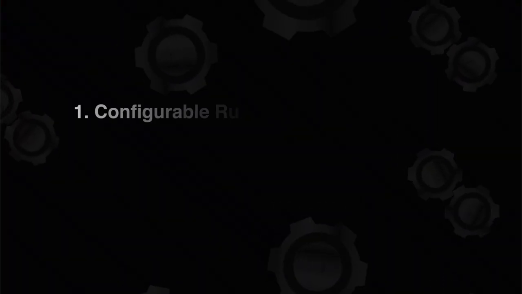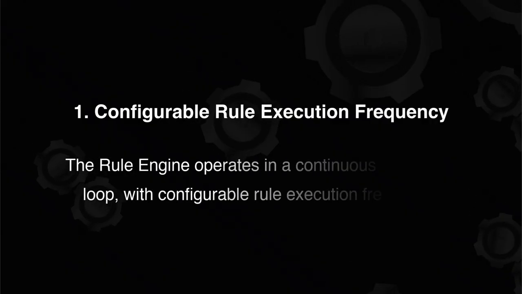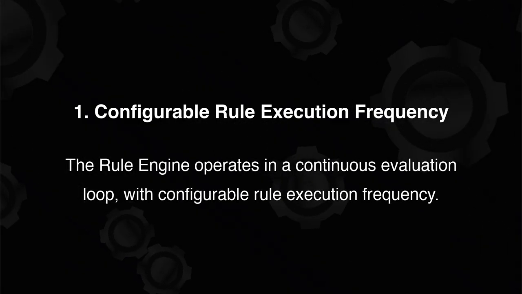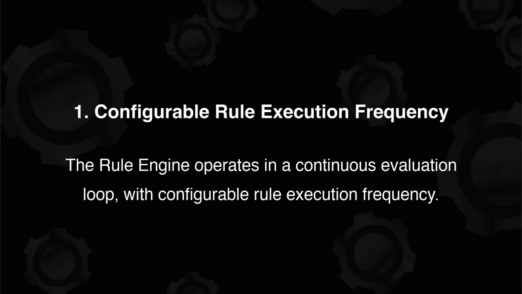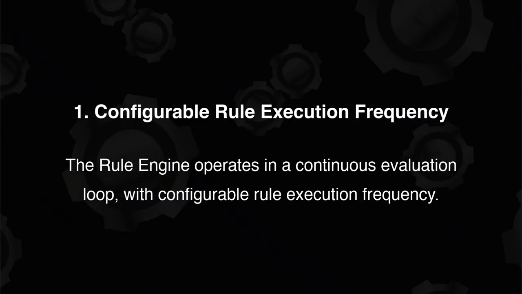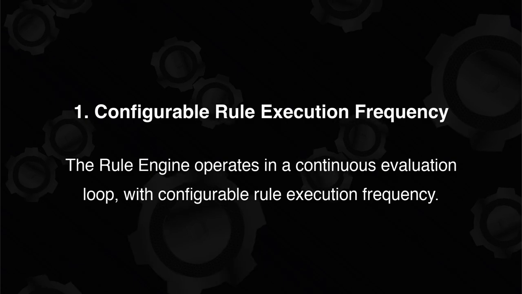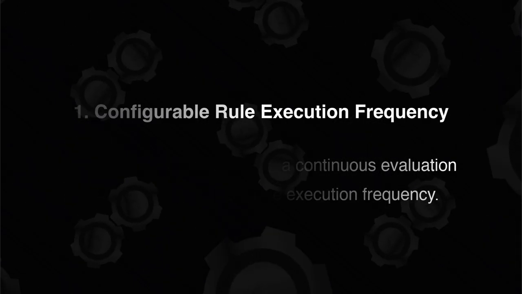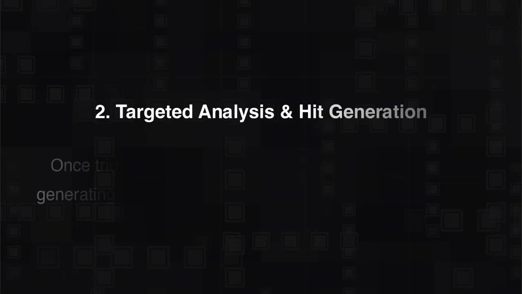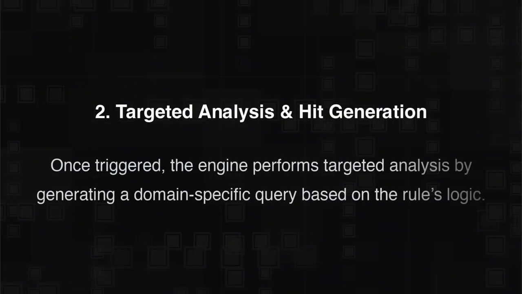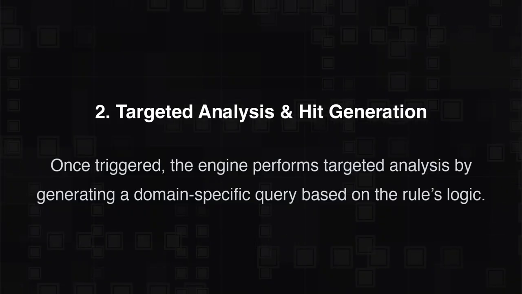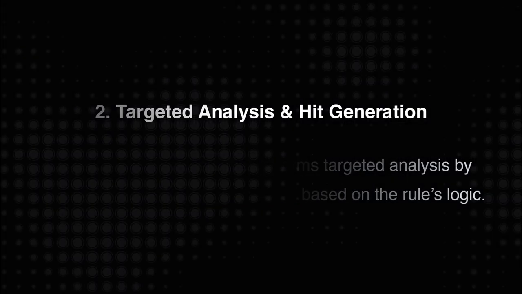Configurable rule execution frequency. The rule engine operates in a continuous evaluation loop with configurable rule execution frequency. You can set this frequency globally or customize it per rule, allowing you to prioritize critical threats while optimizing system performance. Targeted analysis and hit generation. Once triggered, the engine performs targeted analysis by generating a domain-specific query based on the rule's logic. This query scans traffic data over a defined time range, capturing all matching records, known as hits.